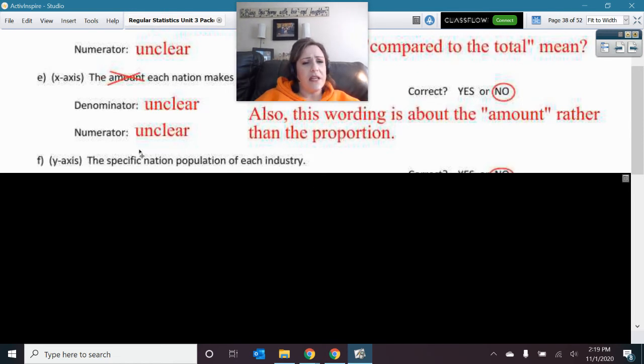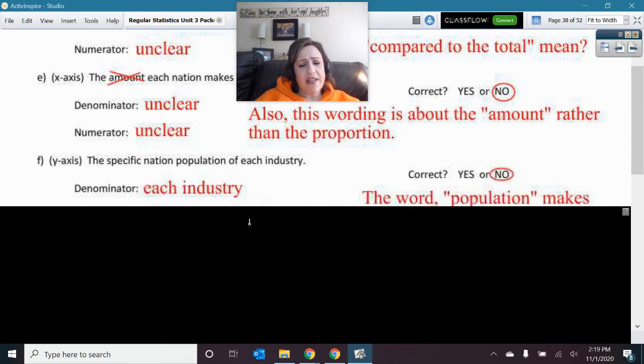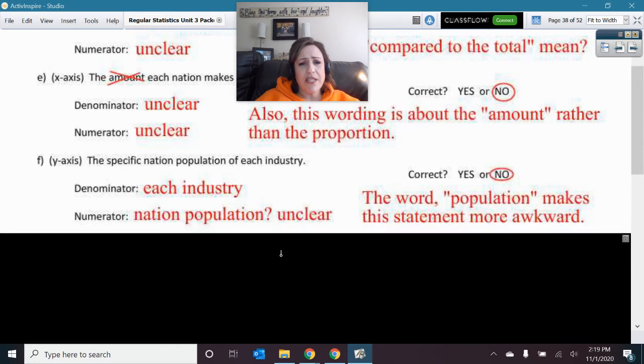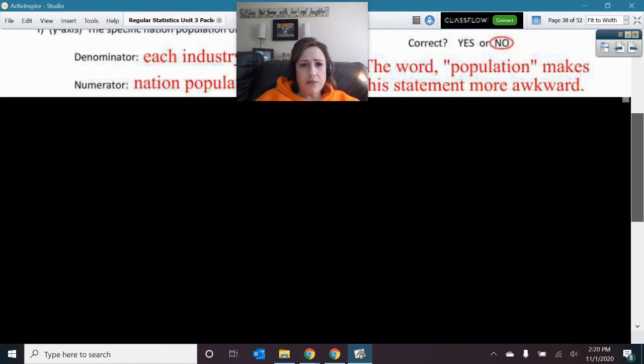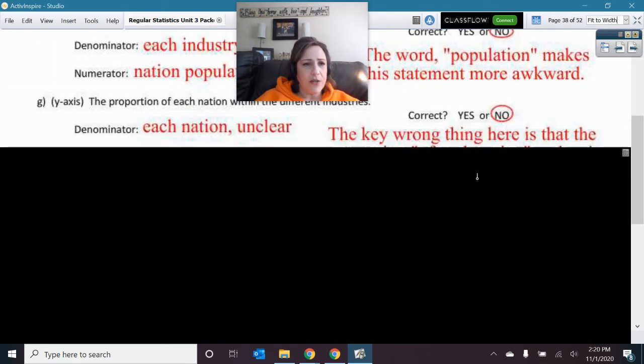Okay, the y-axis interpretation, the specific nation population of each industry. So it is of each industry. I think the denominator is industry, but the nation population is total. I mean, what is that saying? I don't know. So that one's a no.